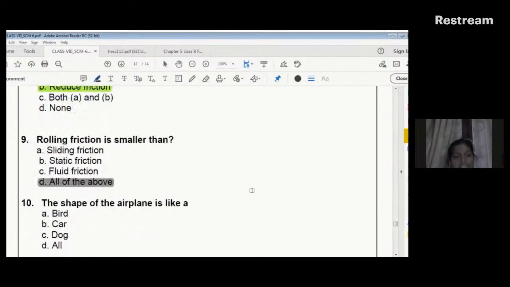Next is number 10: the shape of the airplane is like what? Is it a bird, car, dog, or is it all? The answer will be number A. It is like a bird.